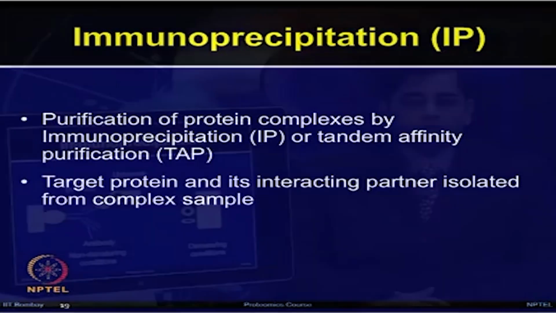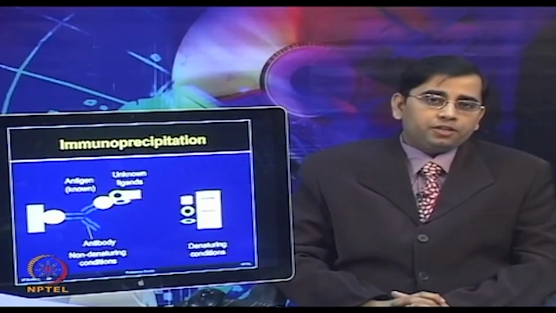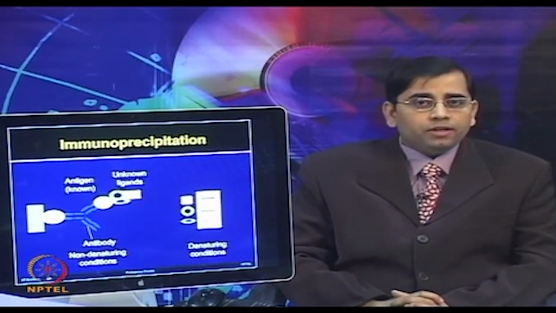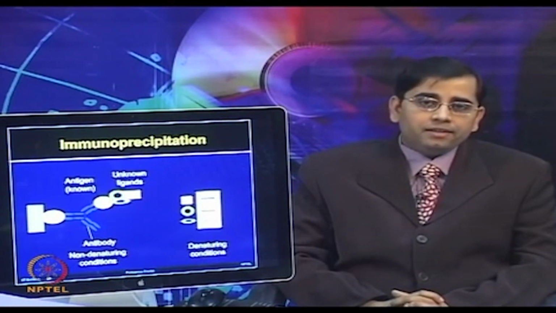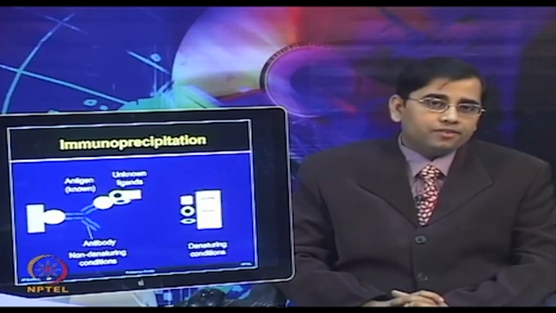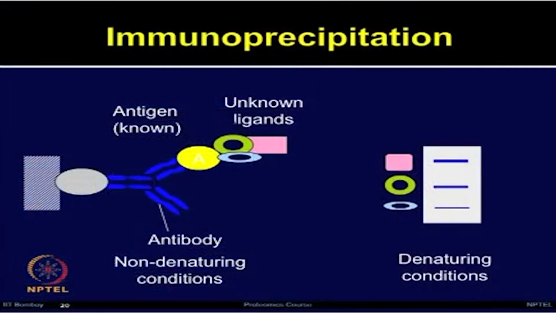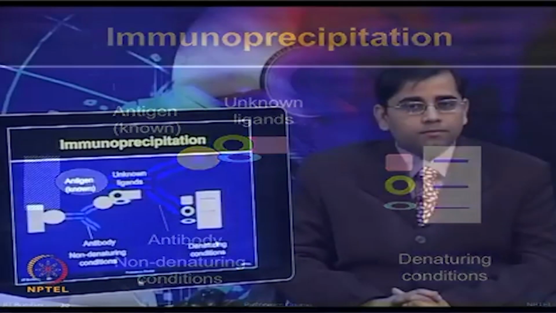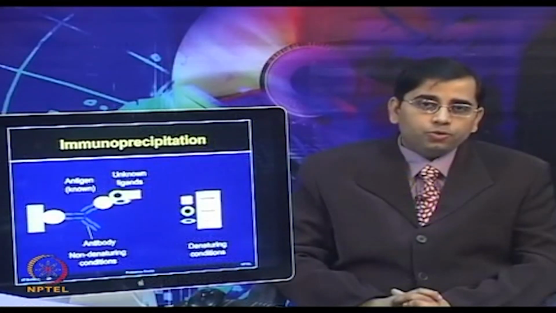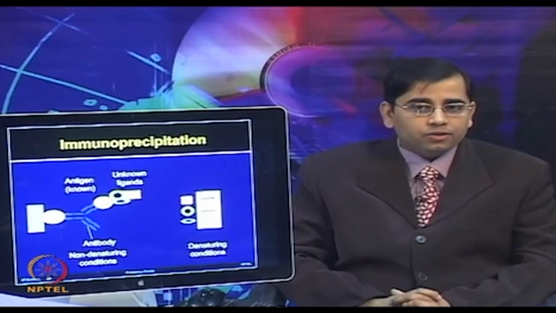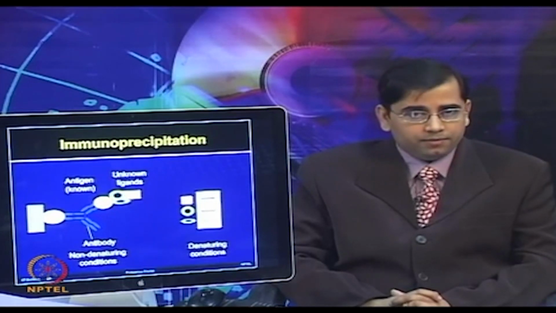In the immunoprecipitation method, the antibody specific to the bait is added to the whole cell extract, which forms the complex. Now, remember, this step is performed in native or non-denaturing conditions. The protein-protein complex is immobilized on protein A or protein G sepharose beads. The protein complex is eluted and then further analyzed on an SDS-PAGE gel.